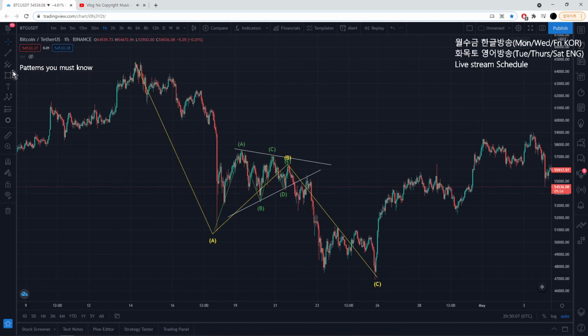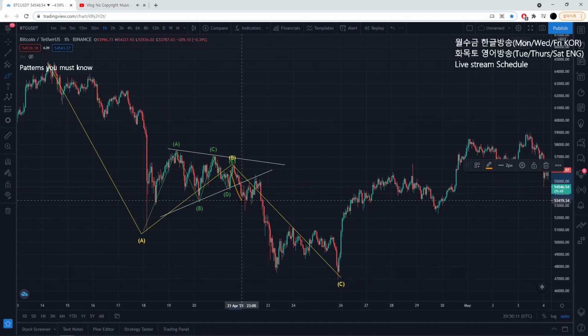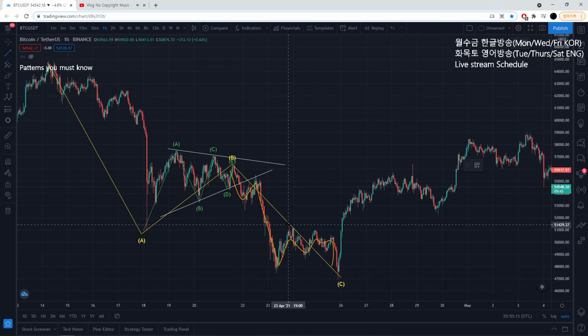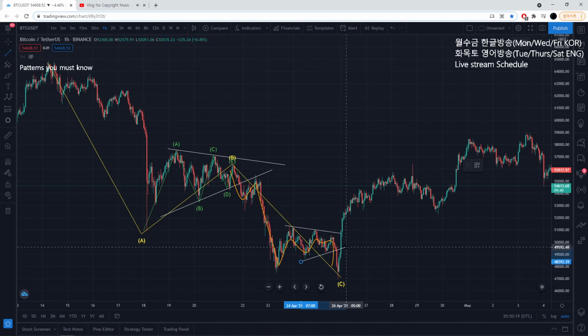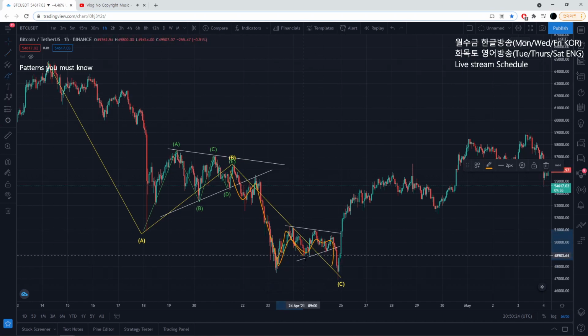So that was the B correction. After the B correction, we had an impulse for the C correction. 1, 2, 3, 4, 5. Guess what? We had another triangle in the fourth correction now. So that was A, B, C, D, E, and then going down in an impulse again before it went up again. These are just asymmetrical triangles.